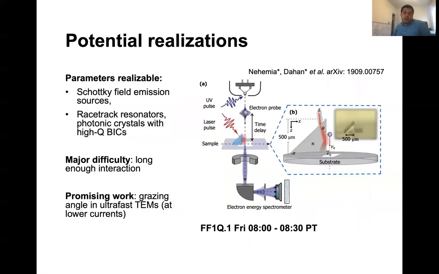Finally, I just want to comment on potential realizations. The parameters needed for both the electron beams as well as the photons are realizable individually. Schottky field emission sources realize the currents that I need, while racetrack resonators and other photonic crystals with high Q BICs also realize the quality factors needed. The difficulty is actually sustaining a long enough phase-matched interaction for the electrons to interact, to have this 250 microns. But there's been some quite promising work in this regard by my colleague Ido Kaminer, and I'd like to point you to his talk where he explains this on Friday at 8 a.m.